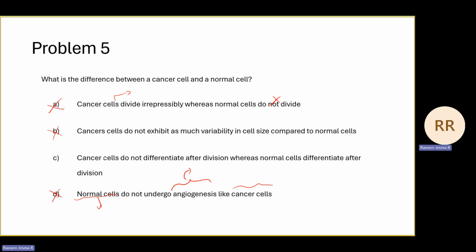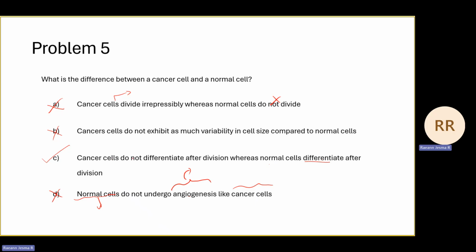If you look at option C, here it is mentioned that cancer cells do not differentiate after division, whereas normal cells differentiate after division. So this option is correct. This is because, say cancer cells are multiplying into two cells, after multiplying they will not mature, so they will not get differentiated to perform a particular function. Whereas in the case of normal cells, when they multiply, they mature, so that they will have a particular role to play. So that is what is meant by differentiate. They will differentiate after division, and they will perform a particular function.